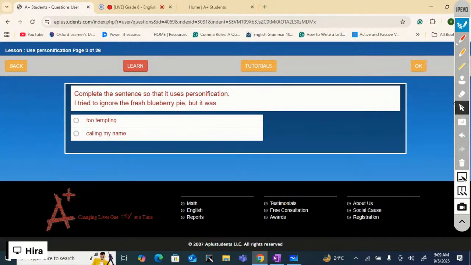I tried to ignore the fresh blueberry pie, but it was too tempting, or calling my name. You have to read the sentence so that the sentence uses personification. Keep in mind which option will make it personification. Select it and let me know in the comment section.